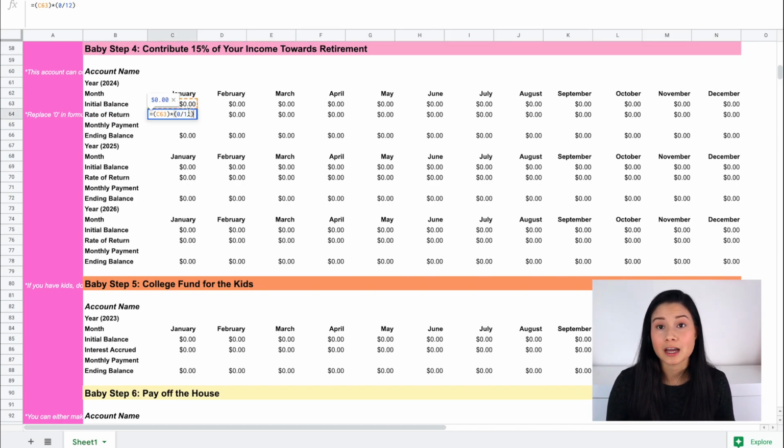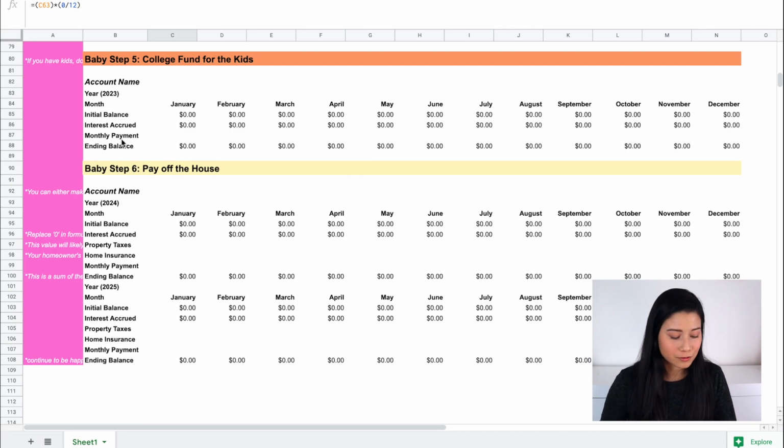If you want to predict how much you're going to earn in a month, you can always replace the 0 with the rate of return if you have an idea of what that is. Okay, so you have your house, you're contributing to retirement, but next, baby step 5, which is college fund for the kids. If you don't have kids, you can ignore this. If you have kids, I would hope you don't ignore it.